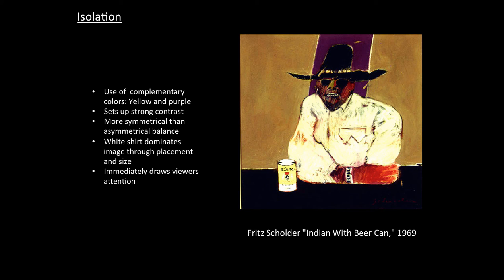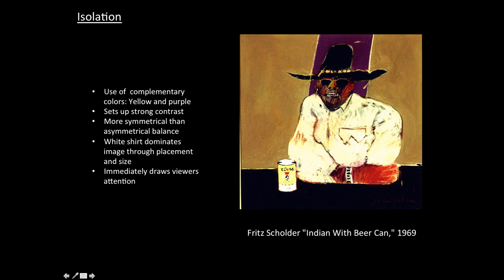The figure itself is abstract. The face, the hands, red skins, again, a stereotypical representation of an Indian. But then we have, this Indian has a hat on, much like a cowboy. He has on what would appear to be a cowboy shirt, drinking a Coors beer.